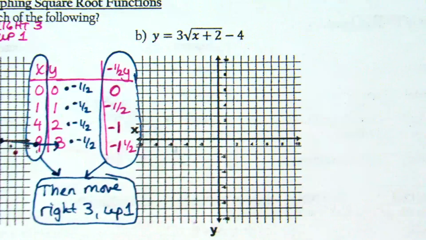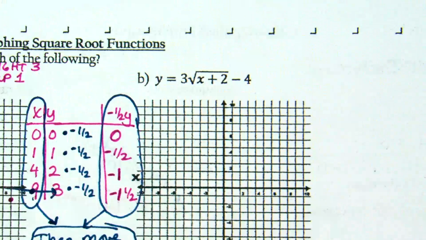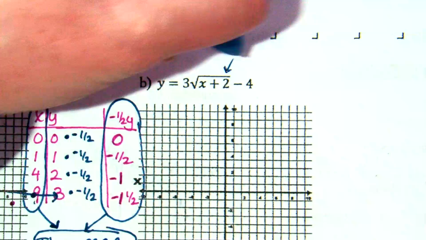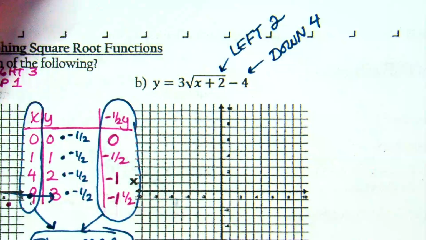As we look at B, it's y equals 3 times the square root of x plus 2 minus 4. Talk about the pieces with me. And we'll go on the left 2. Okay, Dayton says left 2. Agree? Disagree? Agree. When it's in the radical, left or right, opposite the sign. So left 2, okay. And I'll put down 4. Down 4 because at the end, you add or subtract. When it's adding or subtracting, you go up or down with the sign.